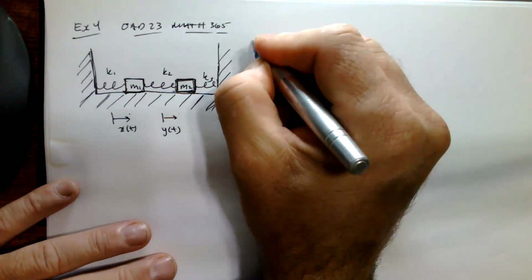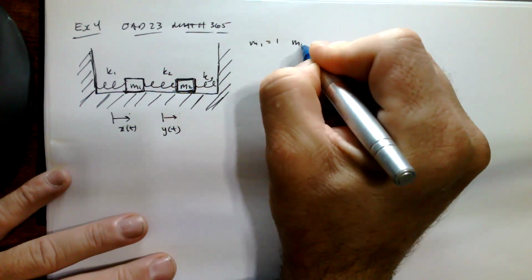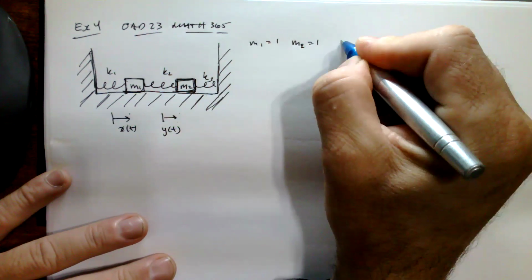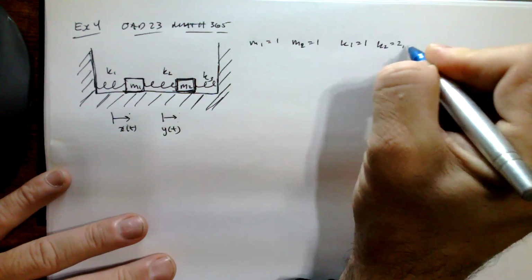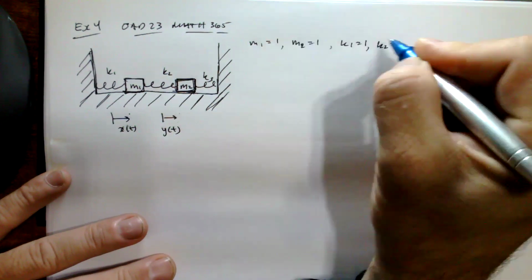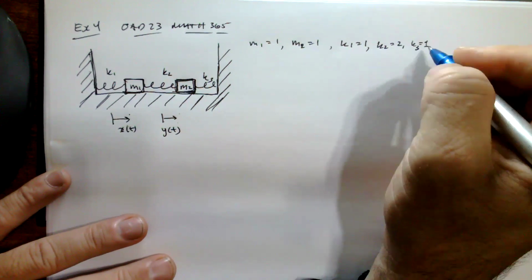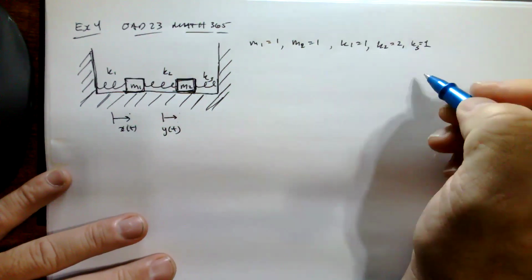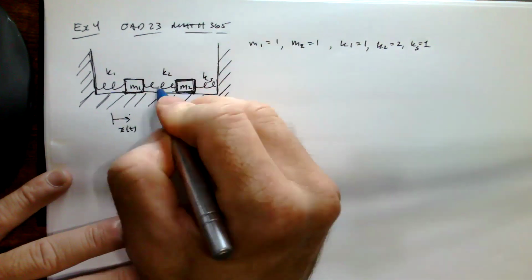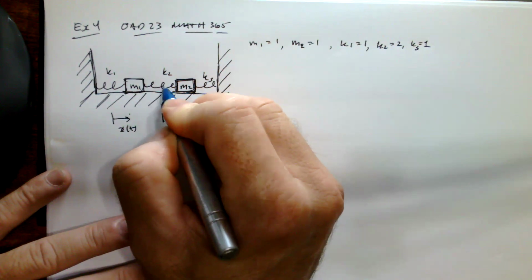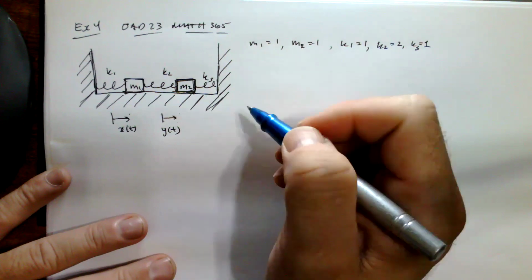We do have some more information. We took M1 to equal 1, M2 to equal 1, K1 to equal 1, K2 to equal 2, and K3 to equal 1, for the appropriate units, the spring constants and the masses here. So basically, the middle spring is twice the resistance, or stiffness, if you will, of the other two springs.